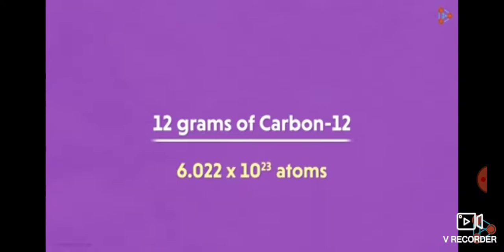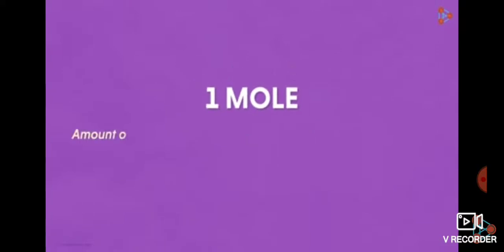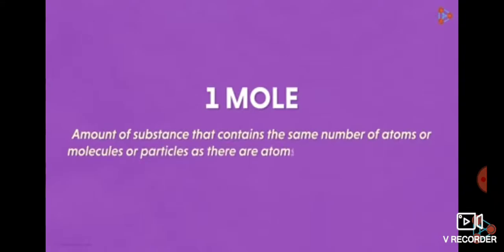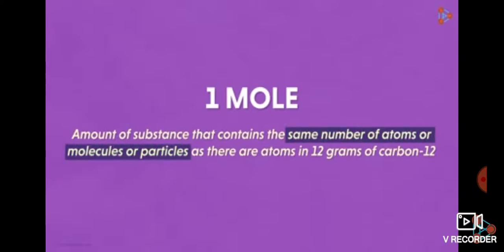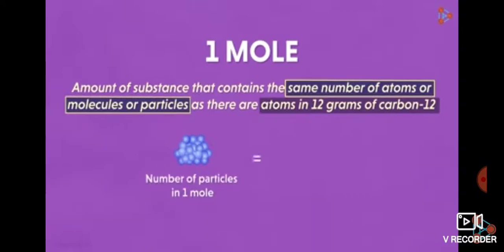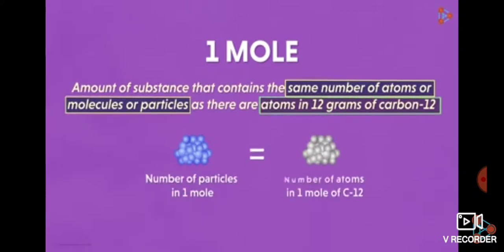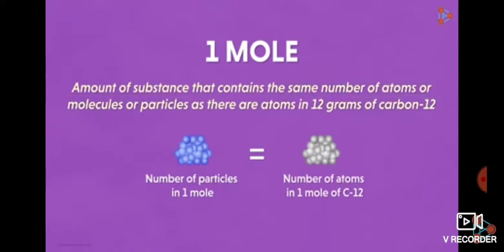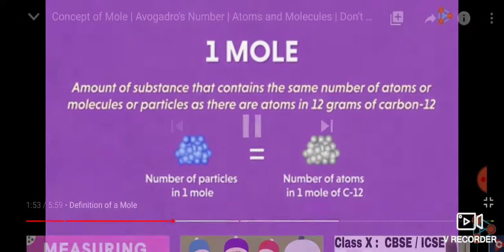Now that you've understood this, let me repeat the definition for you. 1 mole is defined as the amount of substance that contains the same number of atoms, molecules or particles as there are atoms in 12 grams of carbon 12. Did you understand the definition now? It consists of 2 simple parts actually. It tells us that this part is equal to this part. The number of particles in 1 mole of a substance is equal to the number of atoms in 12 grams of carbon 12. That's it. That's all the definition tells us. Many people get confused when it comes to the concept of mole.